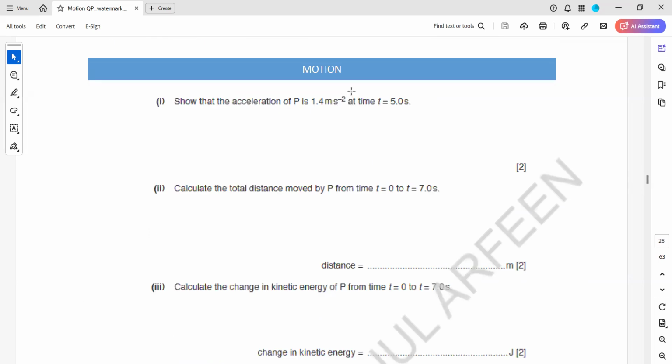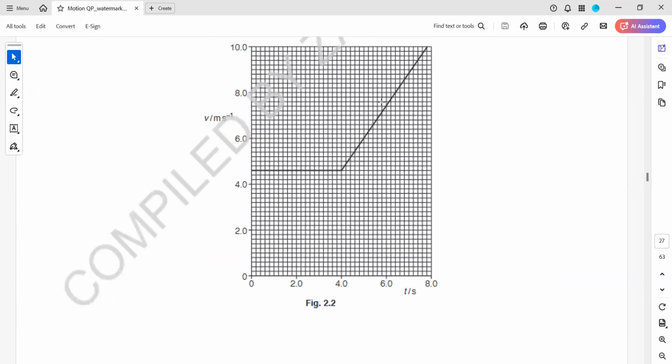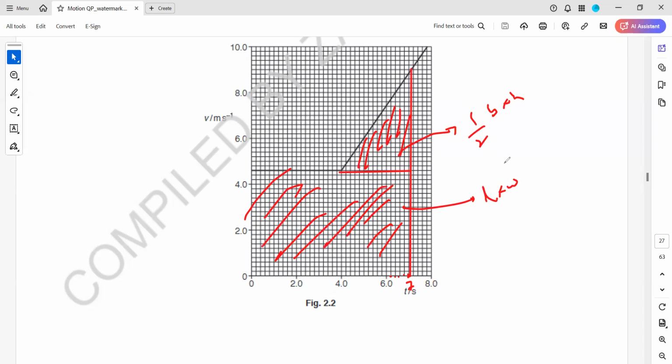The next part is to calculate the total distance moved by P from time t equals 0 to 7 seconds. It's a velocity-time graph. Whenever you have a velocity-time graph and you need the distance travelled, you use the area under the graph. So we divide this into parts: we have a triangle and a rectangle. We'll find the area of the triangle and the area of the rectangle. The area of a triangle is half base times height, and the area of a rectangle is length times width. That will give us the distance it will cover in the first 7 seconds.